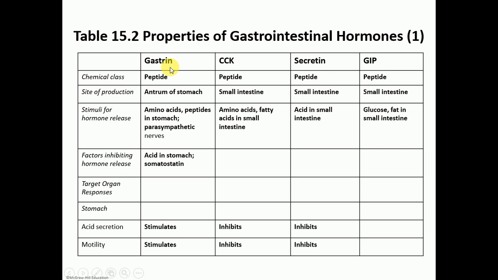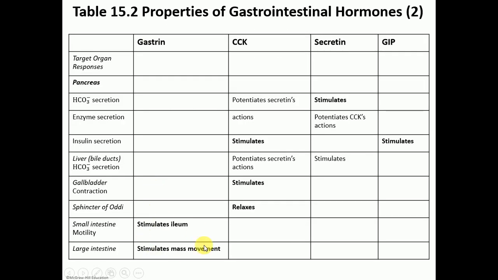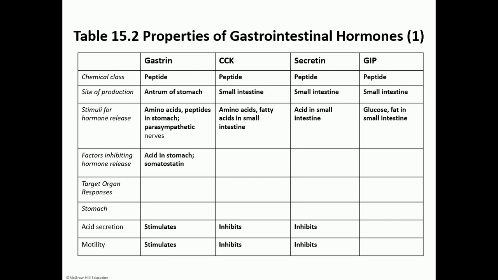So when food gets into the stomach, gastrin is released by the stomach. It will increase the motility of the large intestine, leading to that bowel movement. Okay. The factor that can inhibit the release of gastrin is somatostatin.